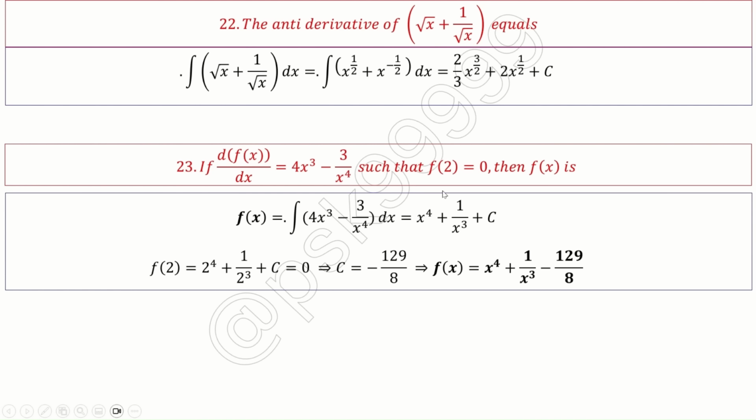Now what is given? F of 2 is given. So f of 2, if I substitute, is 2 to the power of 4 plus 1 by 2 cube plus c, which is equal to 0, which implies c is nothing but minus 129 by 8. So what is my f of x? F of x is nothing but x to the power of 4 plus 1 by x cube minus 129 by 8. Okay, this is how you derive your f of x in integration. How to find the constant term? From one of the given values you substitute and you will get the constant term. Okay, this is how you do.